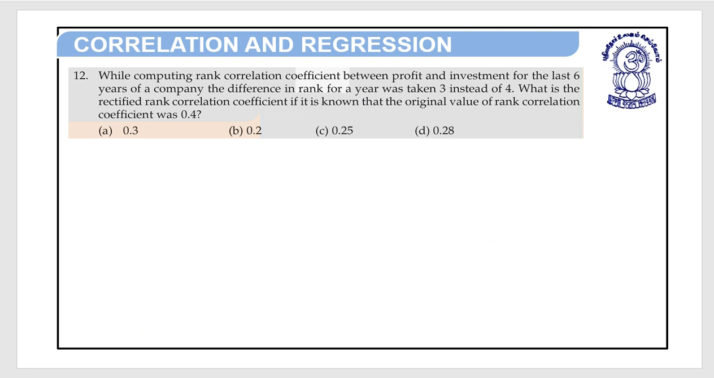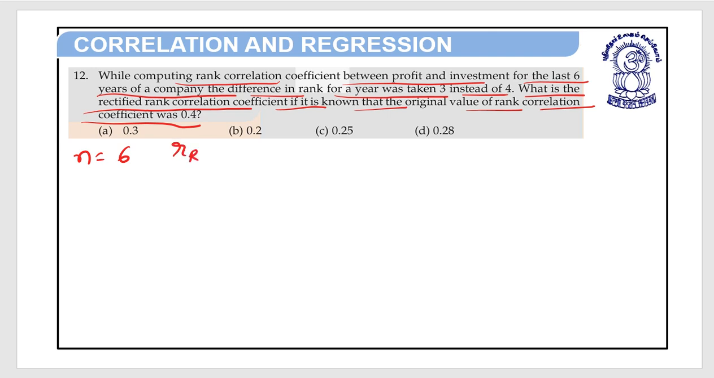Question number 12. While computing the rank correlation coefficient between profit and investment for the last 6 years of a company, the difference in rank for a year was taken as 3 instead of 4. What is the rectified rank correlation coefficient if it is known that the original value of the rank correlation coefficient was 0.4? So here n is equal to 6, RR is equal to 0.4.